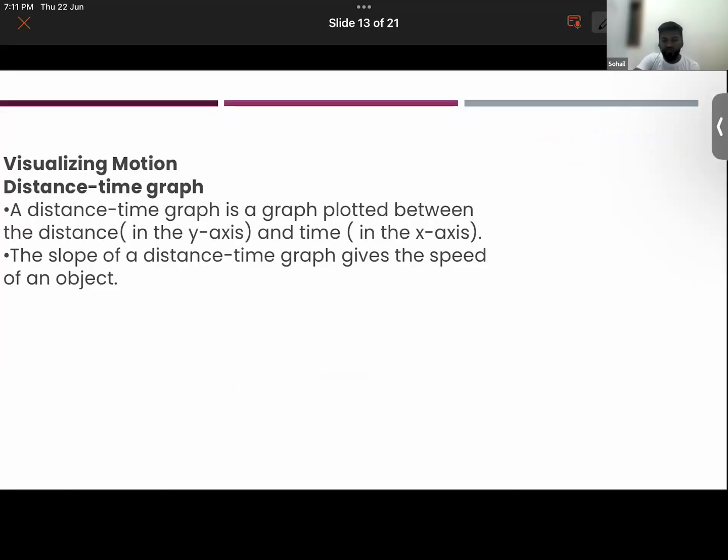Okay, so these are the basic things you need to take care of. The most important part of drawing or plotting a graph is the scale which you take. And this scale will basically depend upon the values of time and distance provided in the question.